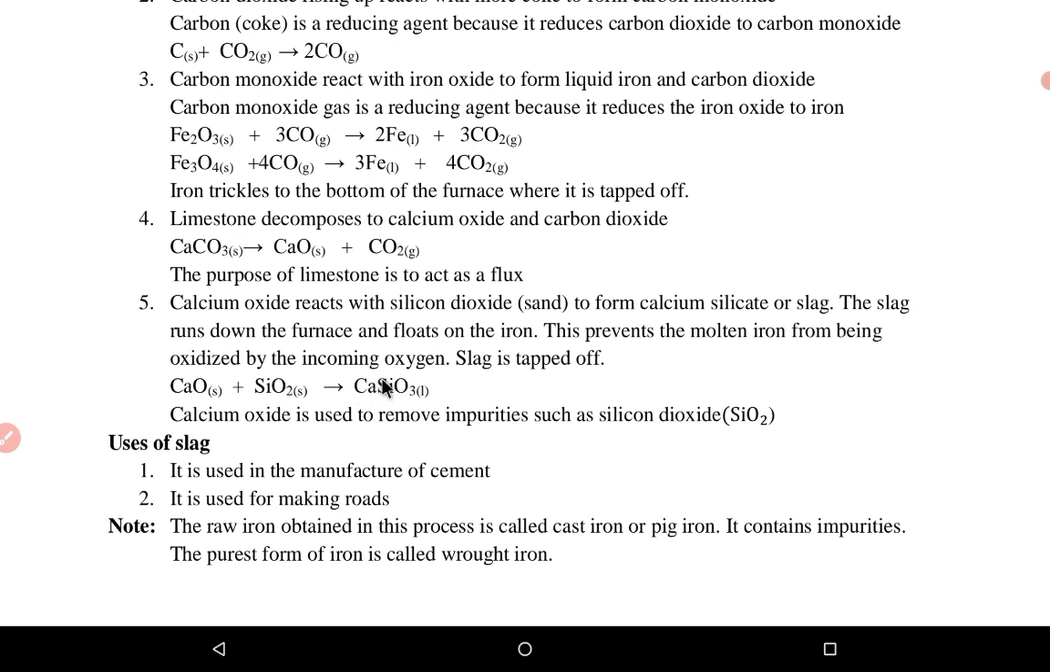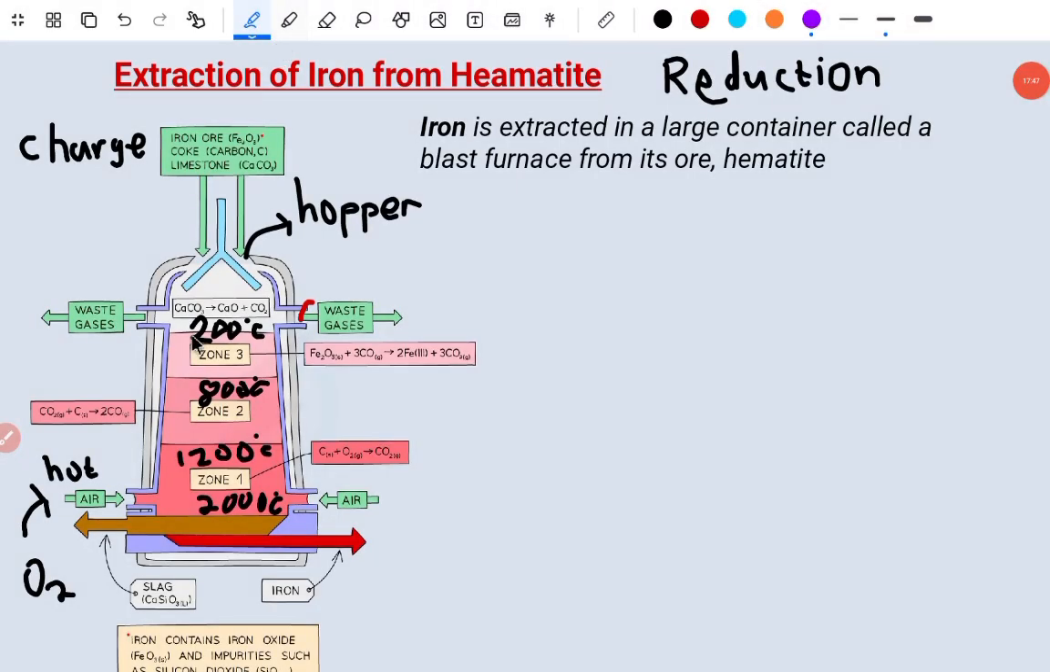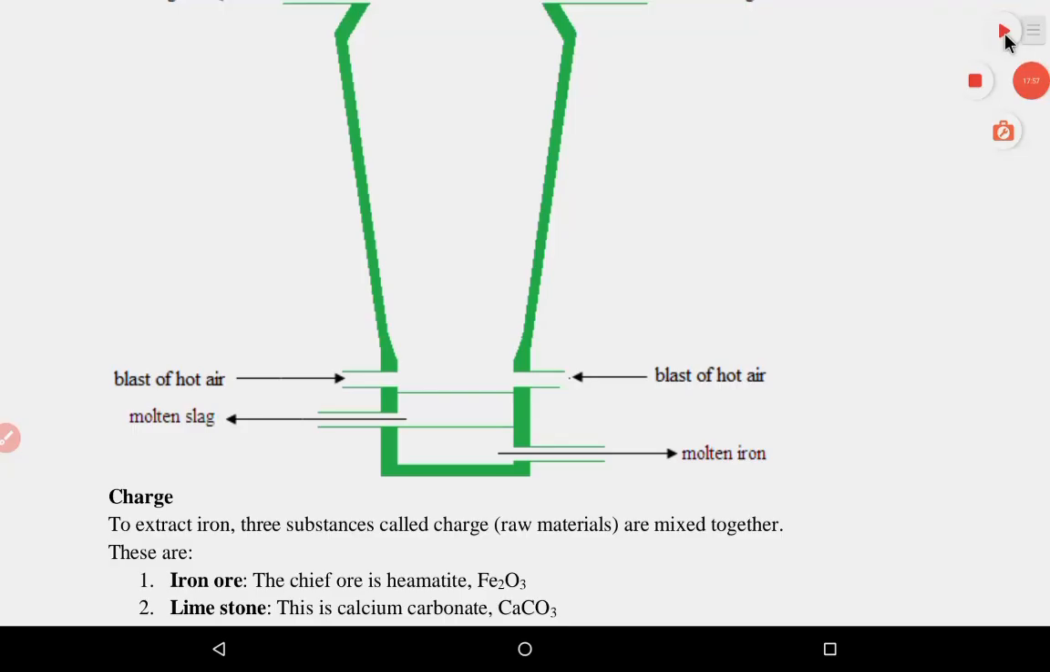Okay, so now what is happening here, we can go back to this diagram. We've seen how these reactions are taking place. So the iron settles at the bottom here, and then the calcium silicate is on top of this. This is the blast furnace here. So you find that the calcium silicate will settle right here. The calcium silicate will be here.